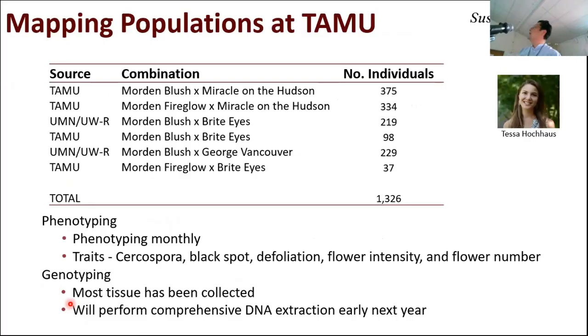So where are we with phenotyping in Texas? And that's something that Tessa's leading and taking over. She does like to go out there and look at the plants, which is great. We've got all these populations that she's phenotyped so far, and these are the number of individuals, but bear in mind that some of these populations are replicated, so it's not the total number of the population size, but overall she's looking at about 1,300 genotypes. And what she does is to phenotype monthly for Cercospora, black spot, defoliation, flower intensity, and flower number right now. And we'll extend that to other traits when it's time.